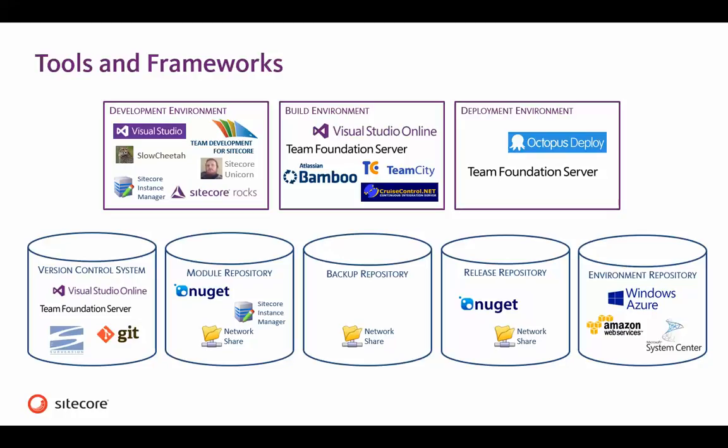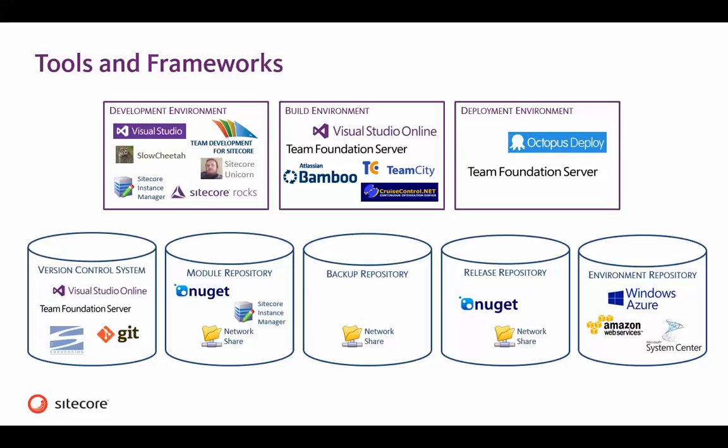In the version control system part of things, we could have Visual Studio, Team Foundation Server, Subversion, Git, really any version control system that you want to run off. Module repository, NuGet is a very apparent choice. We could have Sitecore Instance Manager helping us set up the different modules. There's a really cool download feature in it that helps us download and handle the different versions of the different modules. It could also just be a simple network share where we pick up module packages.